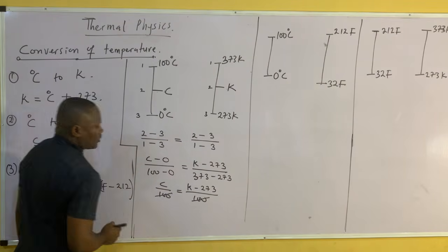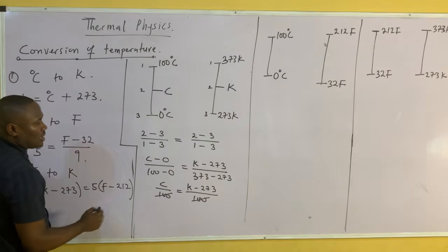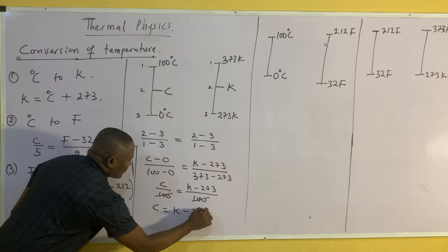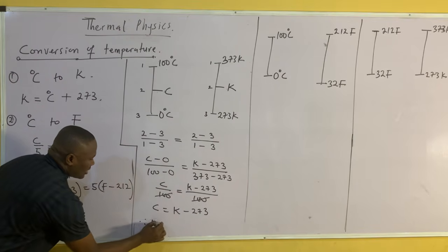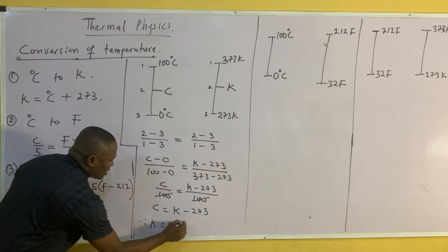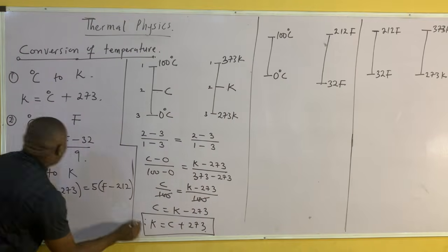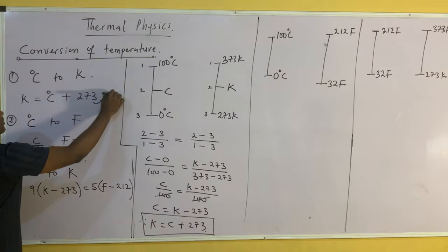100 cancels 100. So what becomes of C? I have C is now equal to K minus 273. Therefore, K is now equal to C plus 273. Look at the formula here. That's what I have here.